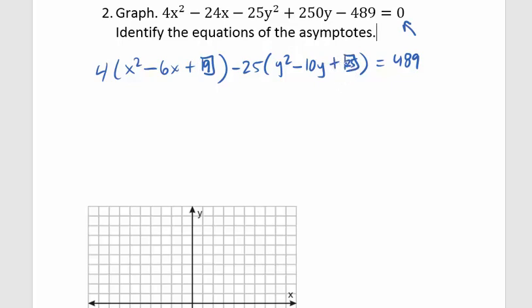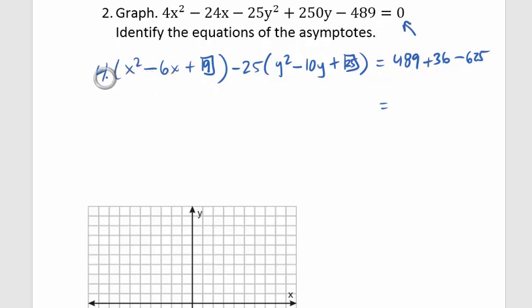Alright, so now I've just added some value to the left side. I have to make sure I add that same value to the right side. So let's see here, when I put that 9 in, I actually put in 4 times 9, or 36. So I added 36 there. And here, when I put the 25 in, notice 25 is getting multiplied by negative 25. So I'm actually decreasing the left side by 625 there, I believe. 25 times 25, yep, 625. So decreasing the left side by 625, I need to decrease the right side by 625 as well.